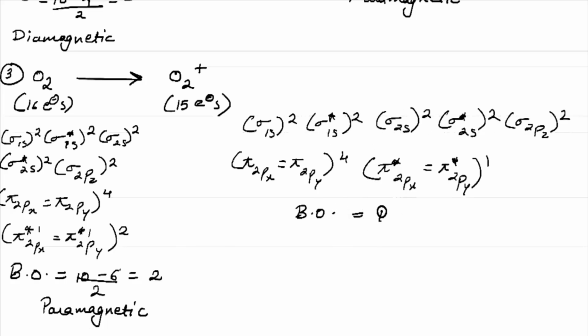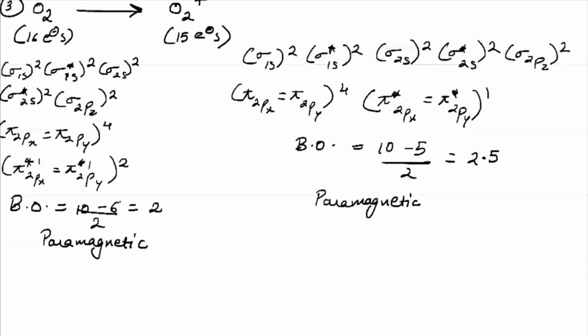For O2+, the bond order is going to be 2 plus 2, 4 plus 2, 6, 10, minus 2 plus 2, 4 plus 1, 5, upon 2. So this becomes 2.5. Though there is an increase in the bond order, the paramagnetic nature is not at all changing. It remains the same because there is 1 unpaired electron still over there.